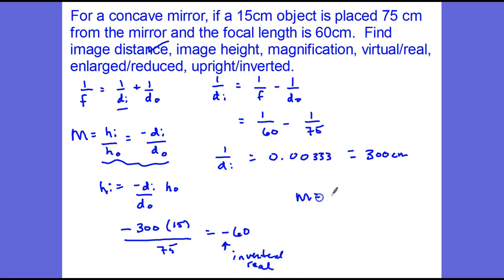And then magnification is image height over object height. So the image height is 300, and the object height, I'm sorry, that's the image distance. The image height was negative 60, divided by the object height, which was 15, and so that's negative 4. So the negative means it's upside down, and the 4 means the image is 4 times bigger than the object.